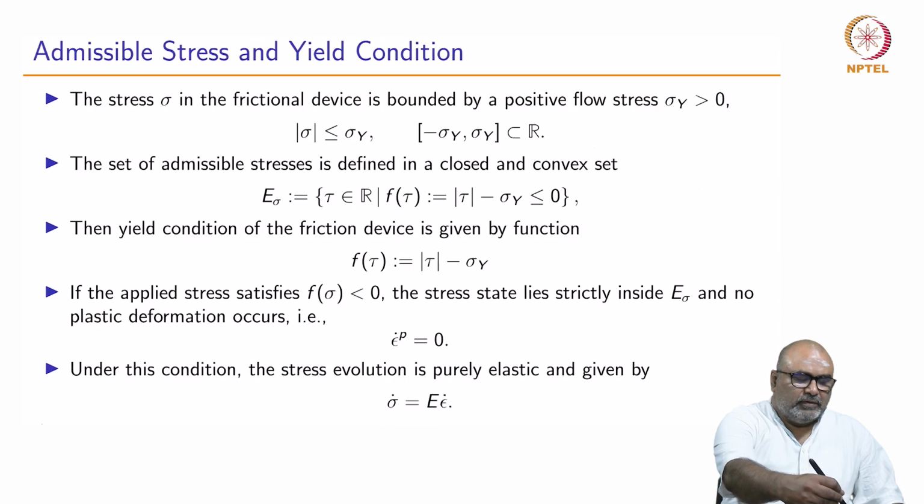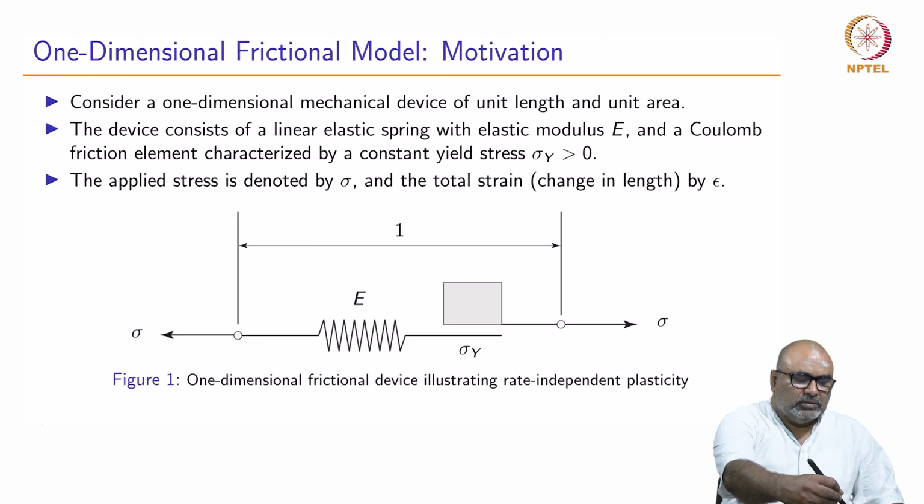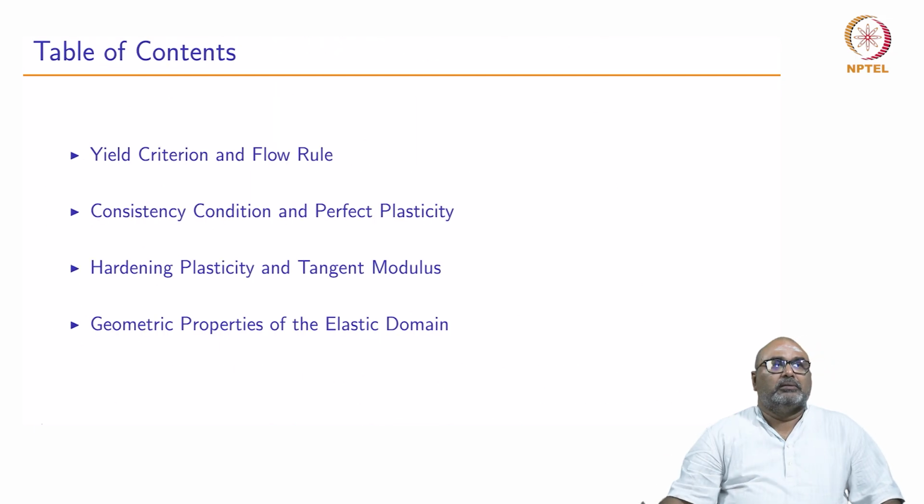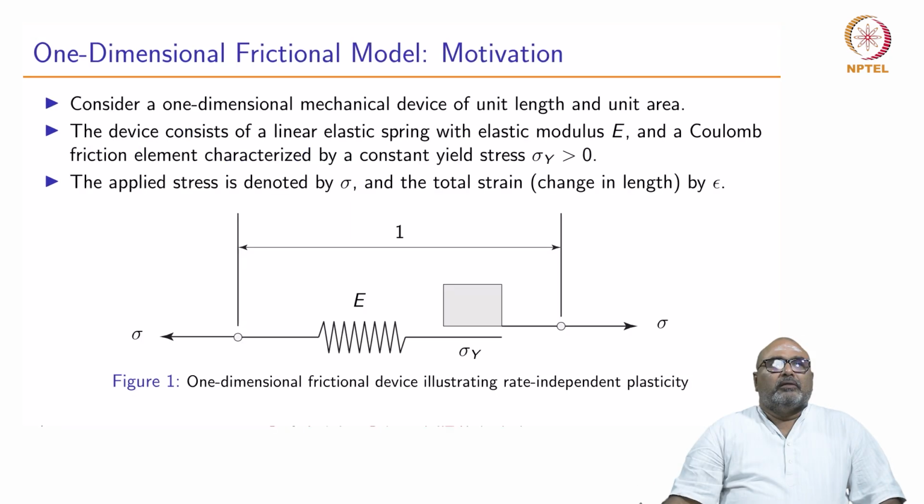So, the outline of this lecture is as follows. We are going to first understand yield criteria and flow rule. We are going to write down consistency condition and understand what is the perfectly plastic case, and we are going to define hardening plasticity and tangent modulus, and we are going to discuss what are the geometric properties of the elastic domain. First, let us look at a rate-independent plasticity model, which is a one-dimensional frictional model.